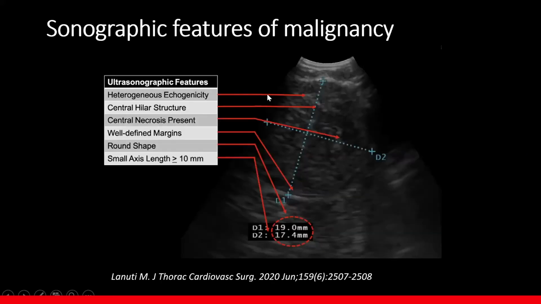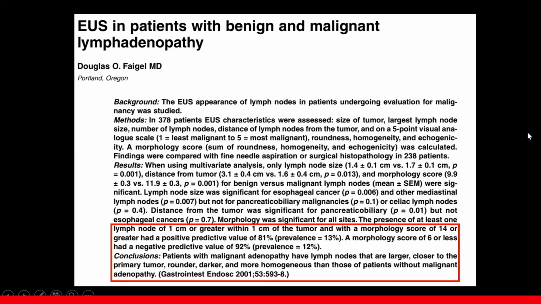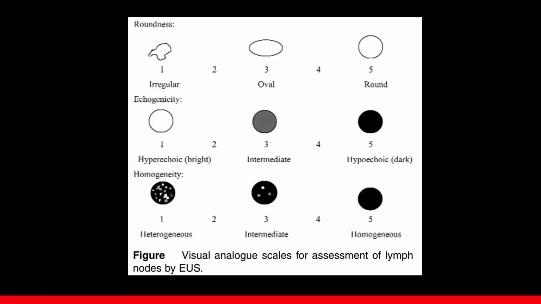These are the sonographic features of malignancy. This lymph node has all the features: heterogeneous, central hilar structure, central necrosis, well-defined margin, round shape, more than 1 centimeter. This is an old study from 2001, which is important to differentiate benign versus malignant. Size more than 1 centimeter or within 1 centimeter of the tumor indicates high chances of malignancy. So this is a visual analog scale for the assessment of lymph node.